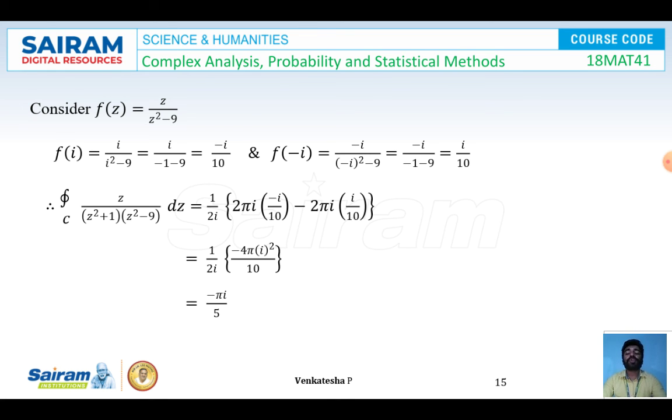So now I am replacing both the values in the equation. I got the integral over the region C of z by (z square plus 1)(z square minus 9) dz will be equal to 1 by 2i into [2 pi i into minus i by 10 minus 2 pi i into i by 10]. So it will be equal to 1 by 2i into minus 4 pi into i square by 10. I got the value minus pi i by 5.